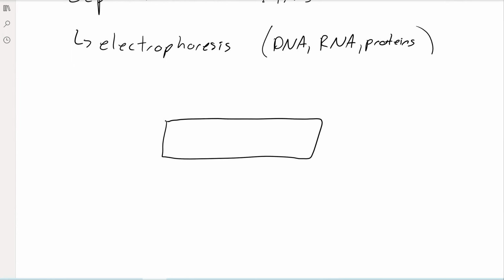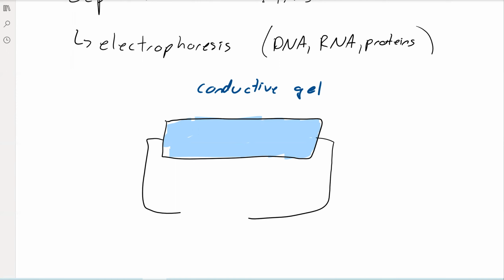So what you start off with is either some kind of gel, or sometimes just paper, dipped into an electrolyte. Electrolytes are compounds that are ionic, and they allow charge to flow, so it becomes conductive. So, a conductive gel. Then we hook this up to what is essentially a battery, depending on how fancy your setup is. As soon as you do that, you charge this conductive gel. One end is going to be positive, one end negative. Which side your amino acid goes to depends on its charge.